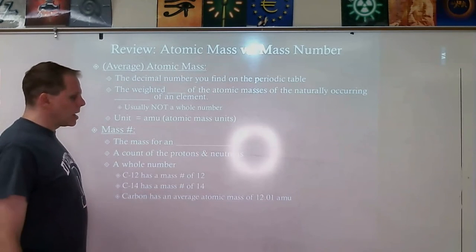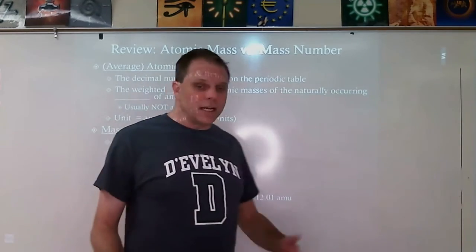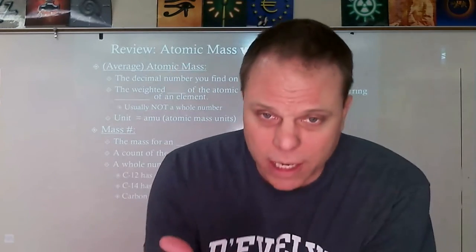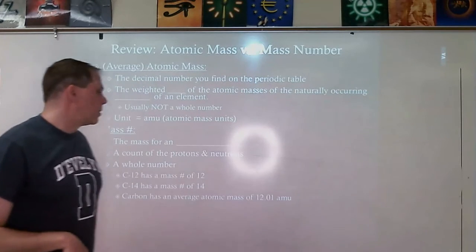Carbon has an average atomic mass of 12.01 AMU because when we find carbon in nature, if I were to get a chunk of coal and pull out all the carbon, some of it's going to be carbon-12, some of it's going to be carbon-13, some carbon-14. So when I average all those masses up for those different things, I get 12.01.